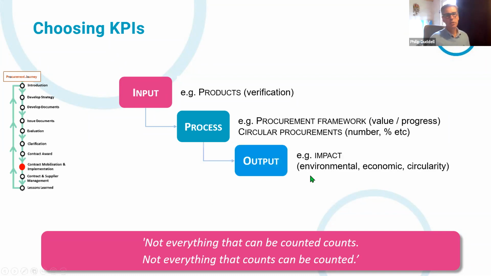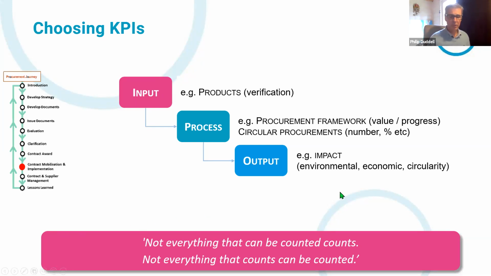There are also, of course, output KPIs, and these are what specific impacts are being affected, what outcomes are being delivered, be they environmental, economic, and of course circularity, which is what we're talking about. So they could be specific outputs, specific reduction in waste, specific reduction in use of virgin materials, the reuse of materials, products, or assets, for example.